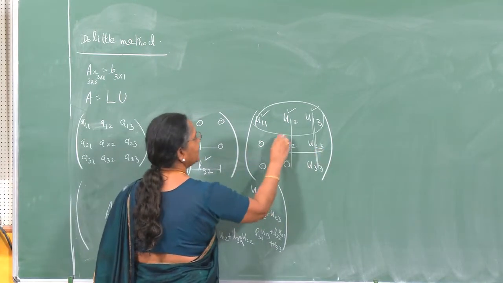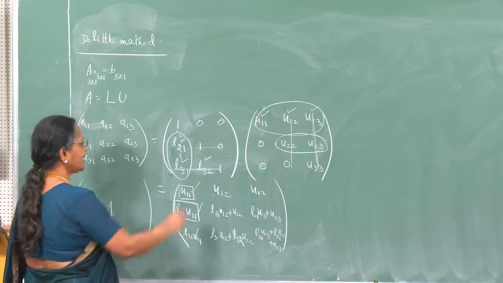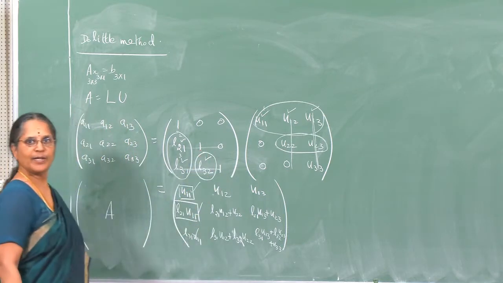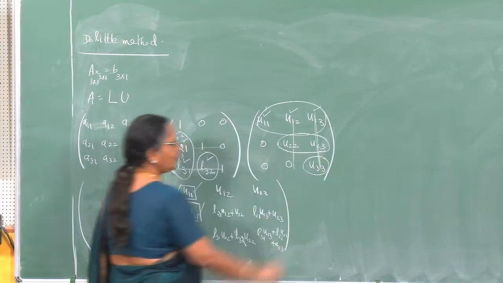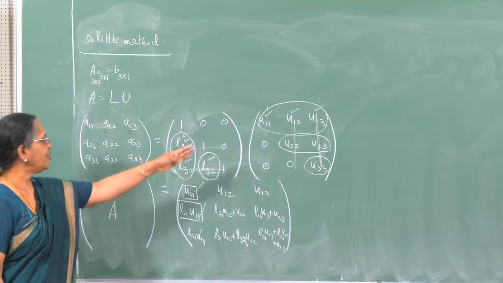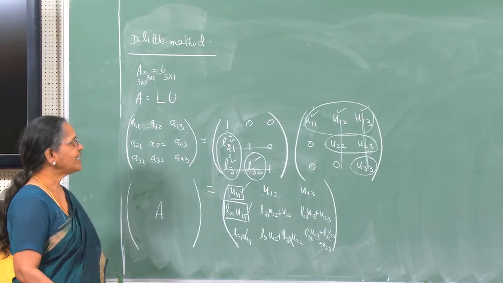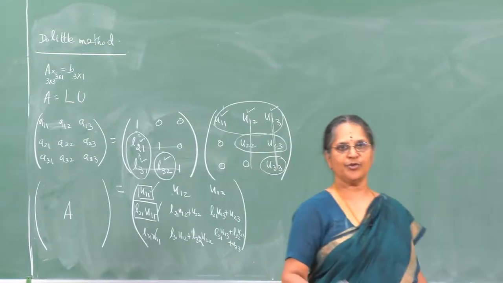Then go to determining the entries in the second row of the upper triangular matrix and the entries in the second column of the lower triangular matrix, and finally, the entry in the third row here, and that completes determining all the unknowns which appear on the right hand side. And so, we have with us the matrix L and the matrix U.